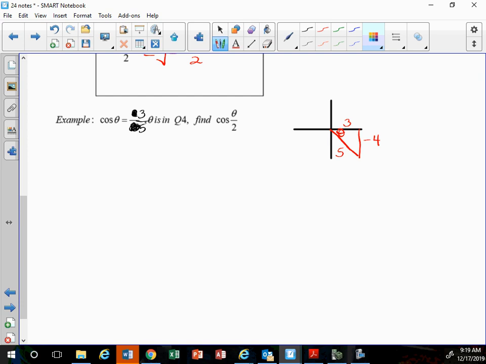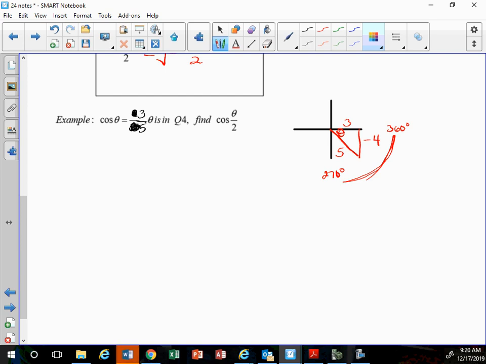This is a little different than the first one. So I know theta is in the 4th quadrant, which means it's somewhere between 270 degrees and 360 degrees, right? You guys agree that that's what the 4th quadrant is? Does that make sense to you? Okay. So it's somewhere in between there.